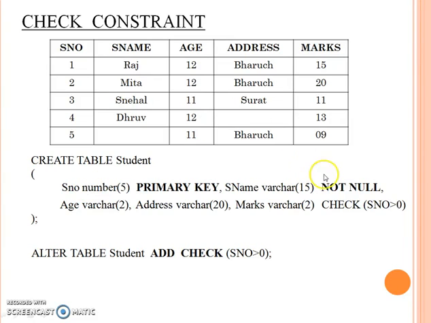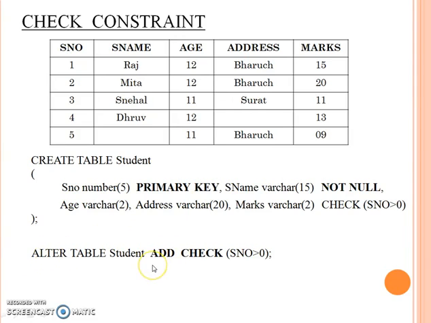Check constraint. To check that a particular column meets a particular criteria, we have a check constraint in SQL. So if I am writing check S number greater than 0, that means none of my student ID numbers can be 0. It can be any value, but it should be other than 0. This was at the time of creation, but if I have to give it for a table that is already created, that is done using an alter statement.